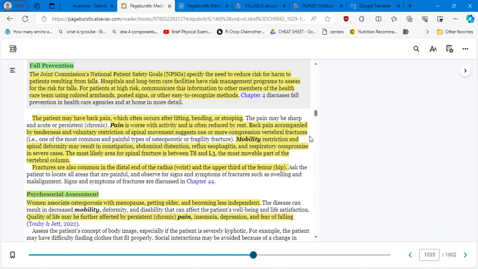We are not there just to complete a form in the computer and crush medication. No, that is not our job. Our job first is to observe, to be compassionate, and to observe patient activity and adverse events in case they exist. Mobility restriction and spinal deformity may result in constipation, abdominal distension, reflux esophagitis, and respiratory compromise in severe cases.